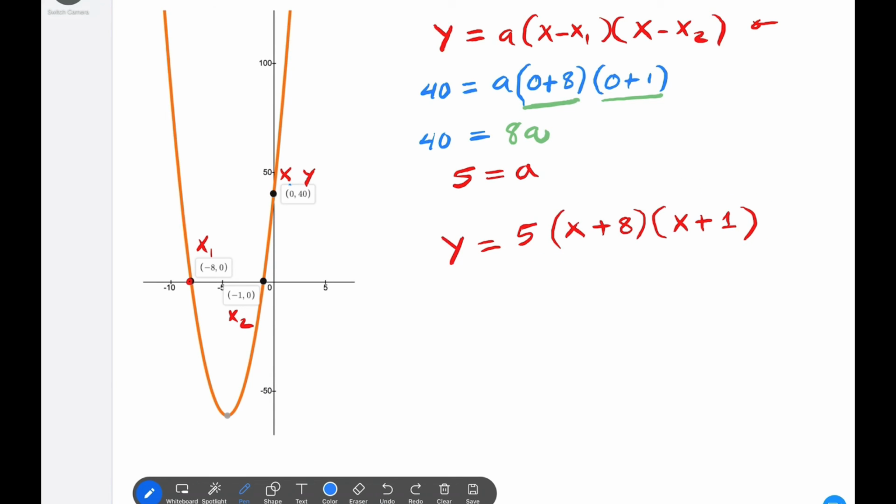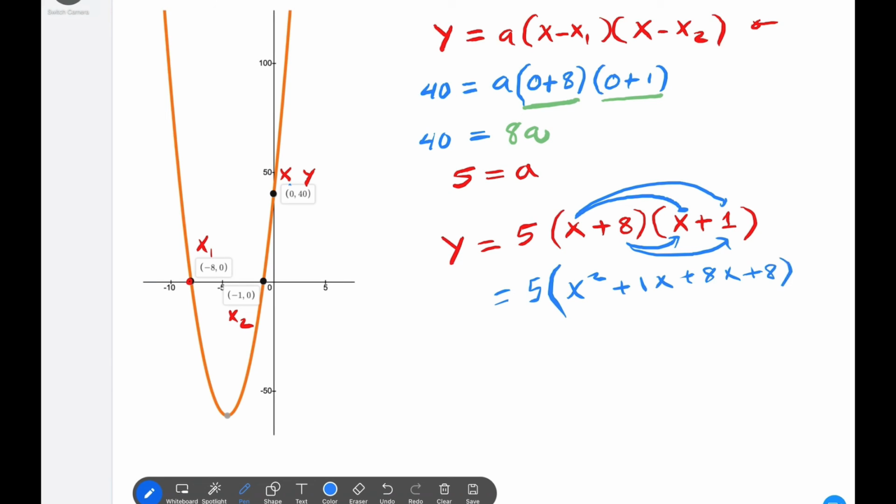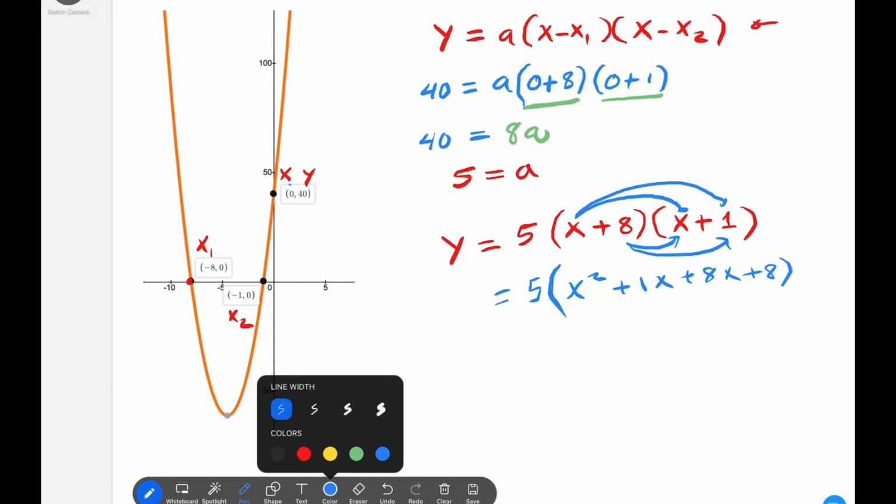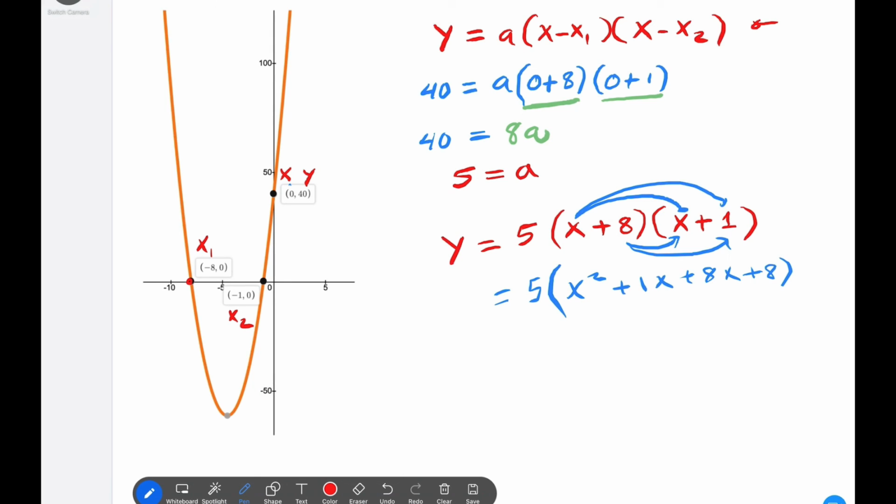All right. 5. Okay. So if you remember how to multiply two binomials, all right. X times x is x squared. X times 1 is 1x. 8 times x is 8x. 8 times 1 is 8. 1x plus 8x, that's 9x plus 8.